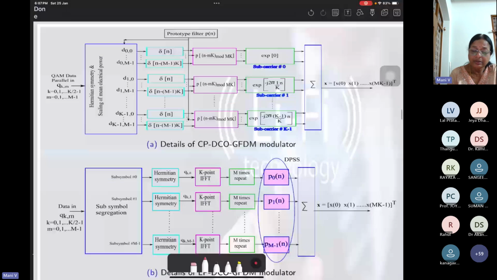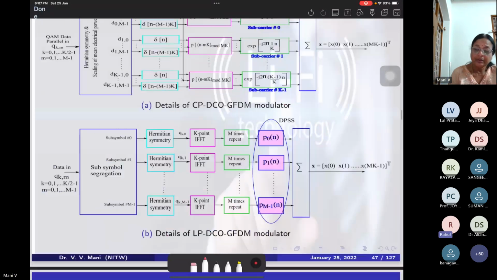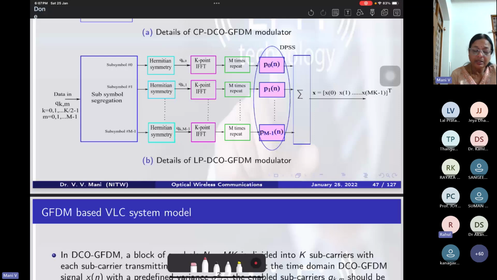QAM data is taken, and we also introduced a Hermitian symmetry system because, whether OFDM or GFDM, at the output of the block we have to use only an IFFT block. That IFFT output results in a complex format, so we have to remove the complex format. To remove it, initially we use a Hermitian symmetry block. Then these Hermitian symmetry blocks are given to a modulator, the mod form of a modulator with K symbols. The K symbols are transported onto subcarriers 0, 1 and K minus 1. Then we make it into a real format. Similarly, we do it for the DCO GFDM modulator.